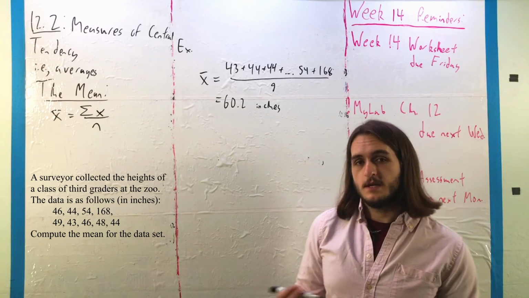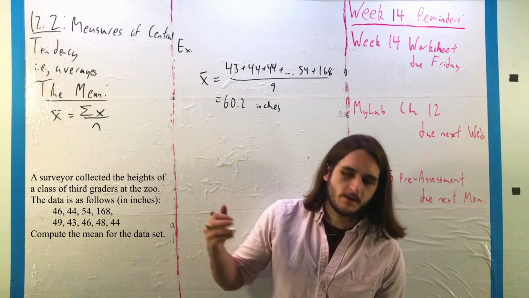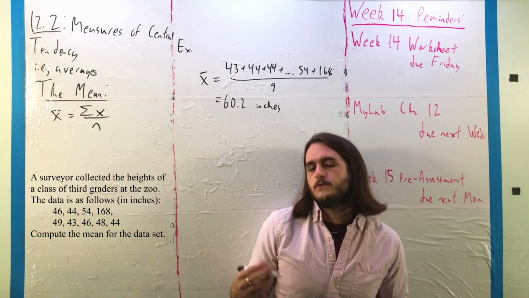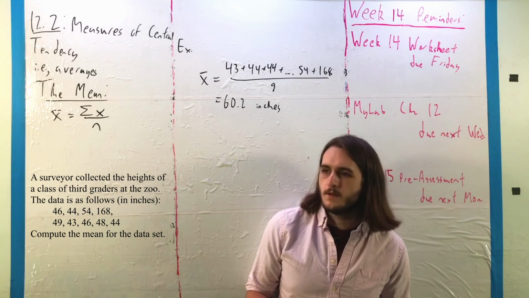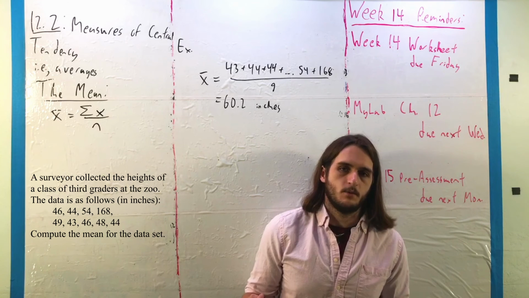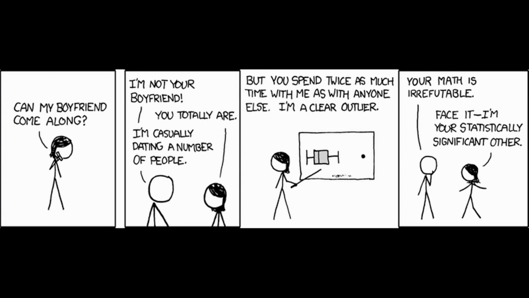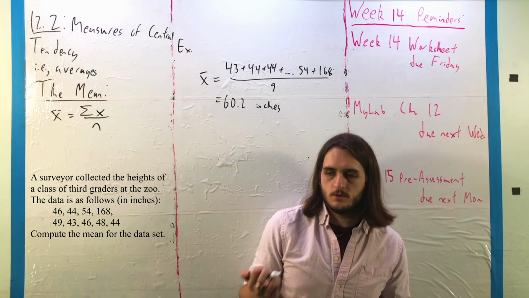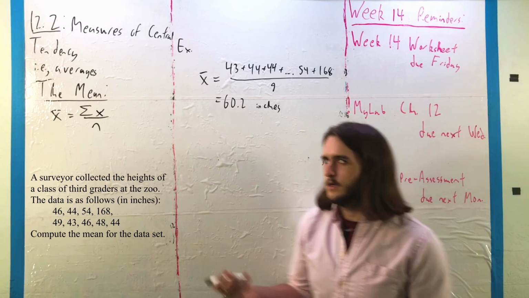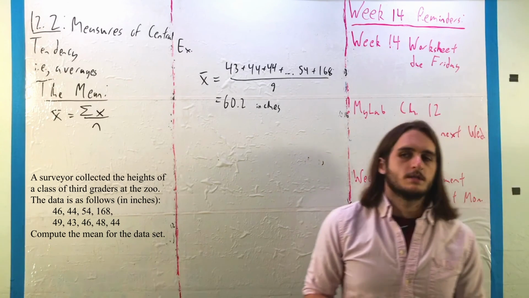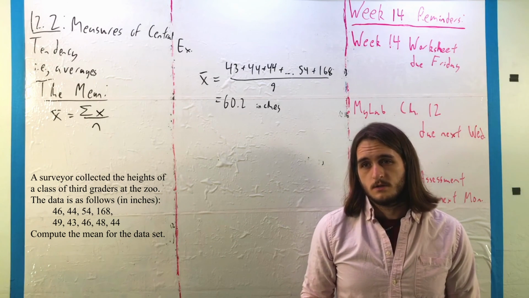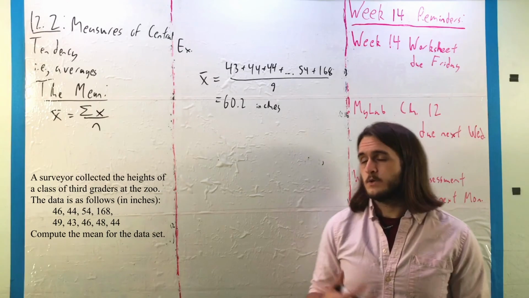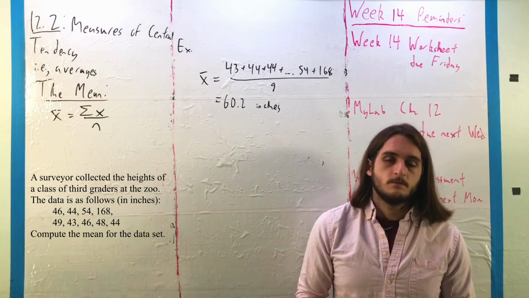Anyway, the point of this is to show that while the mean is a nice value for central tendency, a nice value for averageness, it's very susceptible to unusual data points, things called outliers that we won't technically quantify in this class, but you can think of as being unusually large or unusually small values. In this case, the height of the giraffe of 168 inches is unusually large for a third grader. So it caused our mean to be brought up.